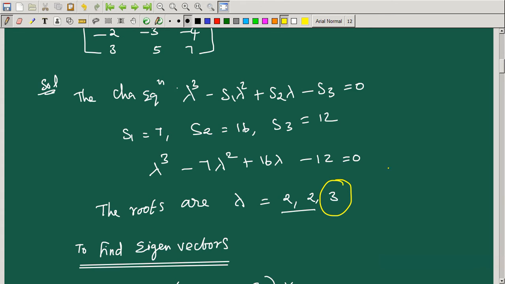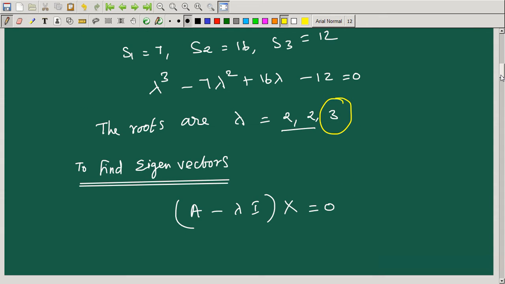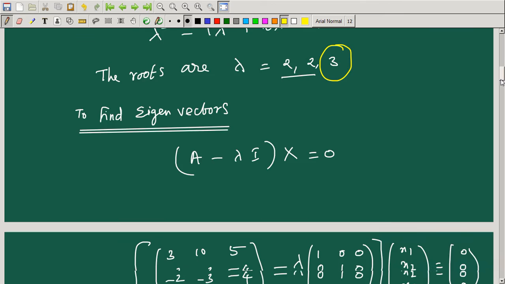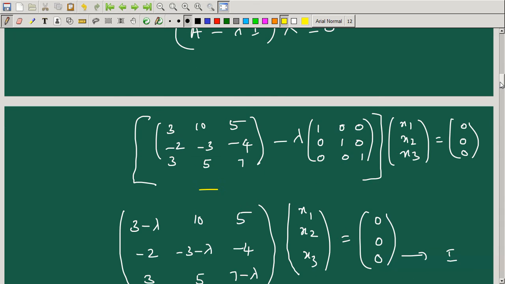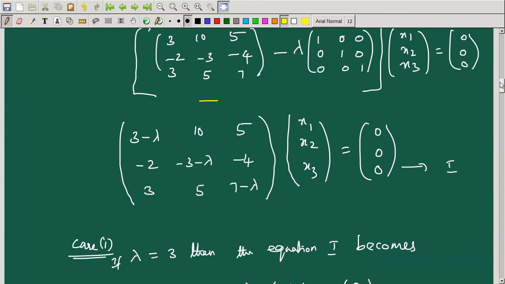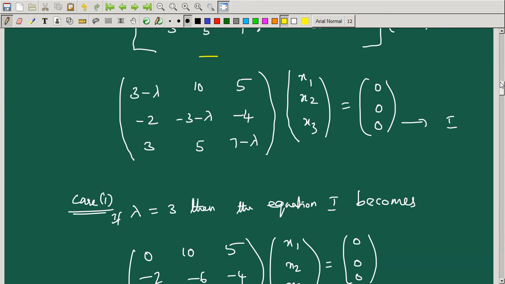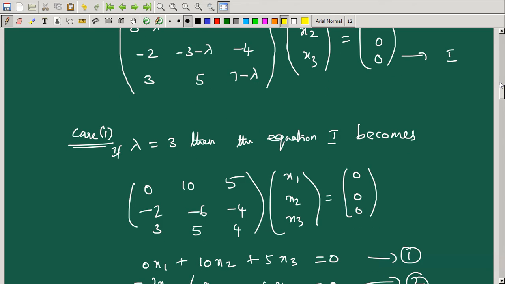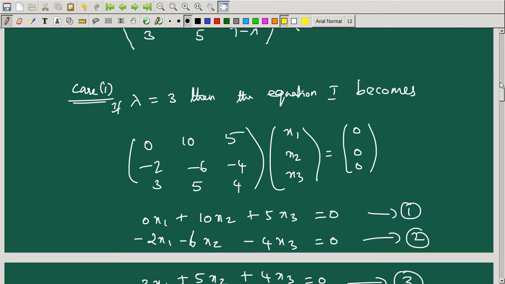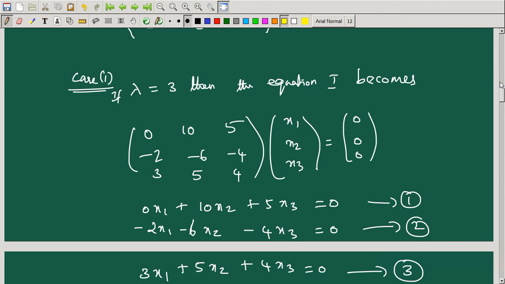Then for finding the eigenvector, you all know the process, that is (A minus lambda I) into X is equal to 0. A is the given matrix, lambda into the unit matrix, and x1, x2, x3. Now we have to substitute lambda. First, lambda is equal to 3. We are discussing case 1, right? So just substitute lambda is equal to 3 and we get this matrix.